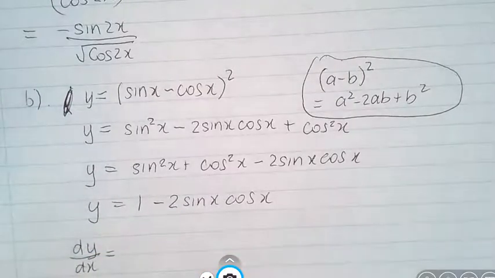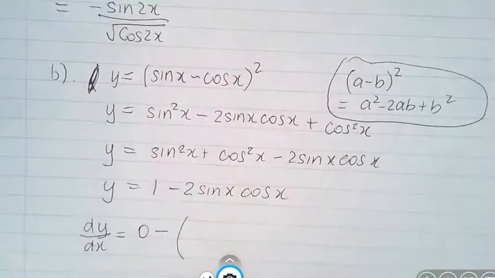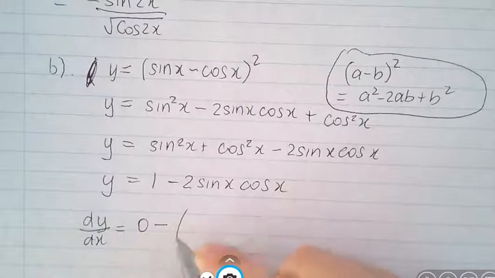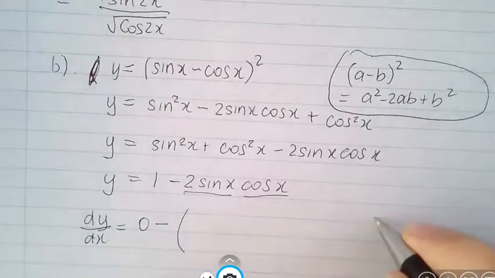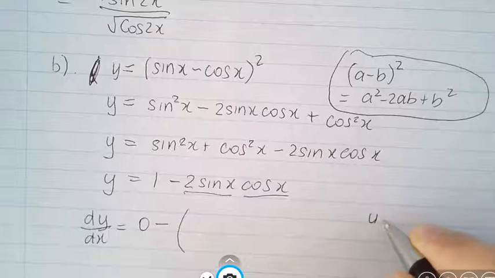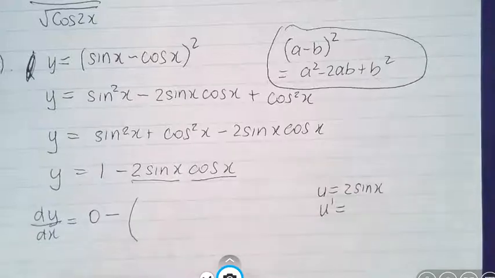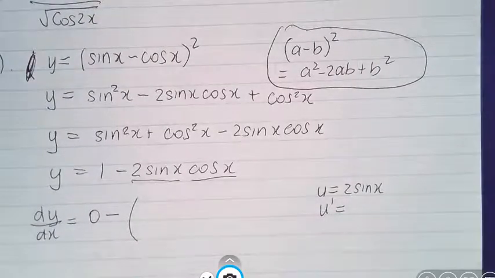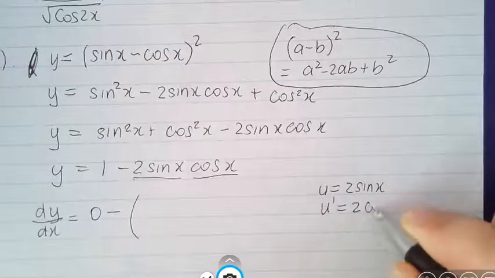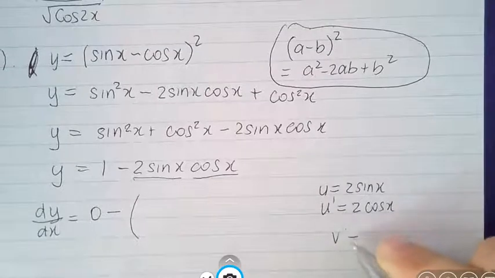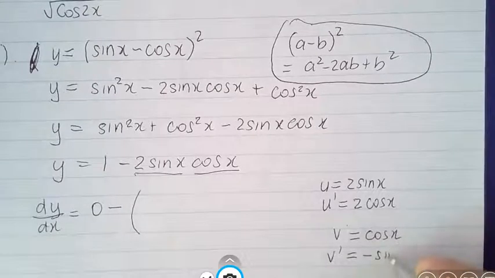When you differentiate 1, what do you get? 0. Minus. I could put my 2 out the front, or I have to use, I've got 2 functions here. So what do I have to use for that bit? Product rule. U is 2 sine x. U dash is. See, I'm differentiating a function in x times another function in x. What do you get when you differentiate that? 2 cos x. V is cos x. V dash is negative sine x.